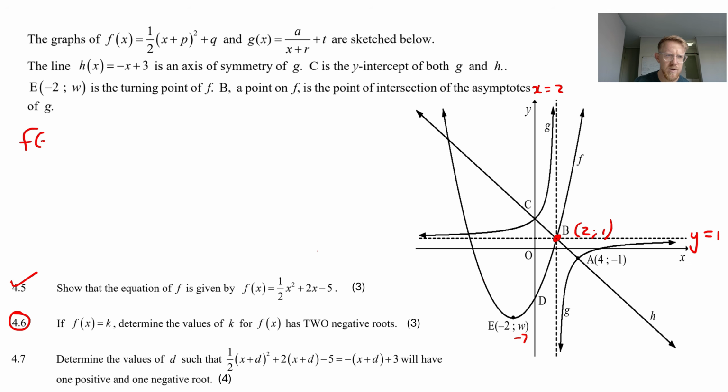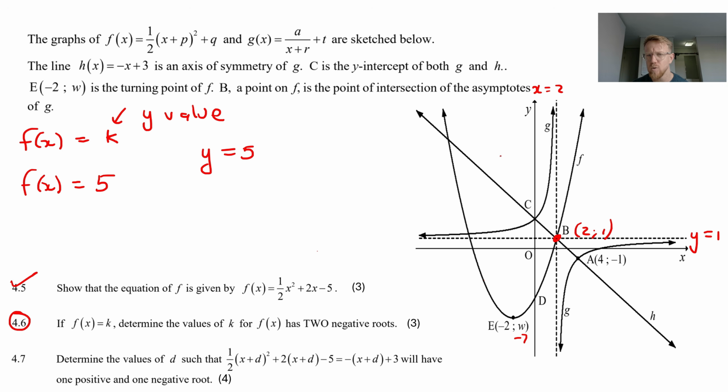If you say f of x equals k, you must understand that this is a y value. Now, if you say, for example, f of x equals 3, or let's say 5, then you are saying that the y value on that graph is 5. So where would y equal 5? Well, we know that any line y equals 5 is a horizontal line.